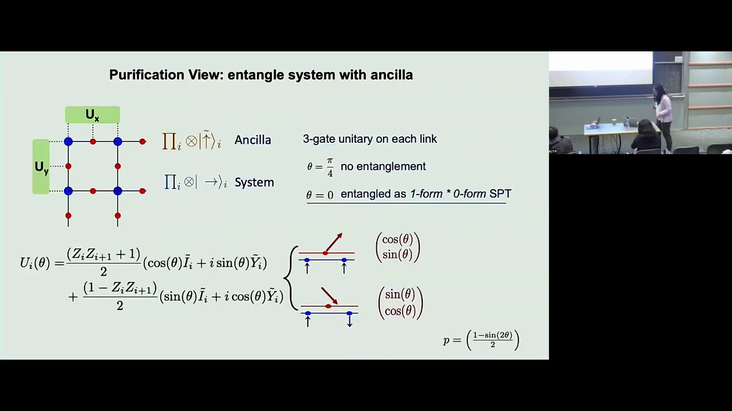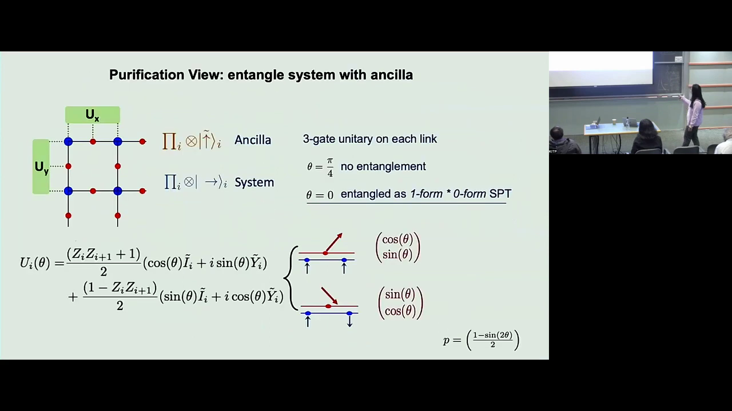So again, let's make a purification view. Whenever we have a mixed state density matrix, I can think about it as a reduced density matrix of a purified wave function. So here in the purified space, the system degrees of freedom, these blue spins, live on the vertices, and the ancillary degrees of freedom live on the links. And if I want to mimic the measurement or weak measurement quantum channel I introduced, what I need to do is still apply a 3-body gate to entangle them. And here, how I entangle them is, if they are parallel to each other, I rotate by a small angle theta. If they are anti-parallel to each other, I rotate by 90 degrees minus theta. And the theta actually controls the measurement rate p.